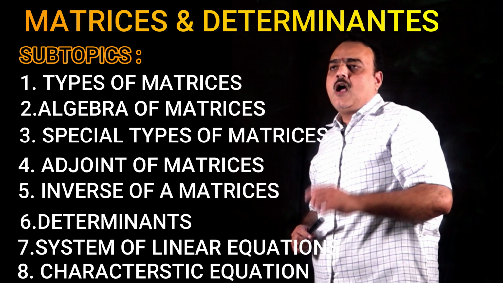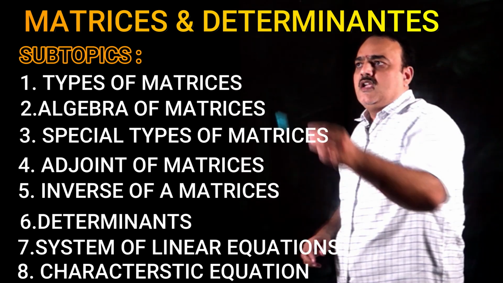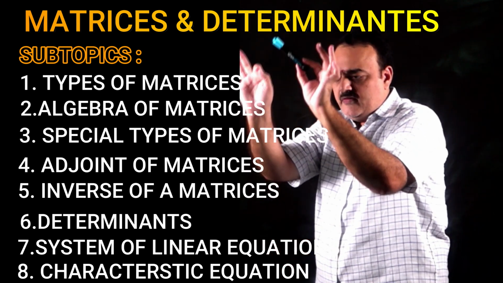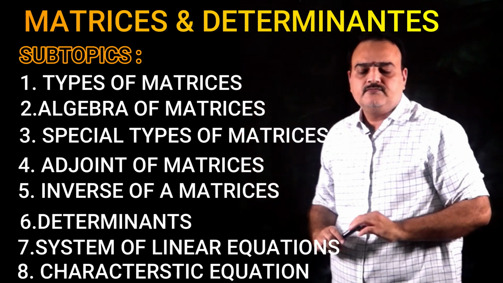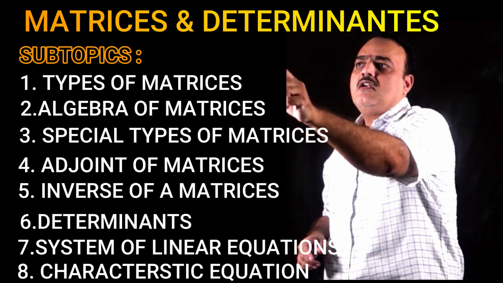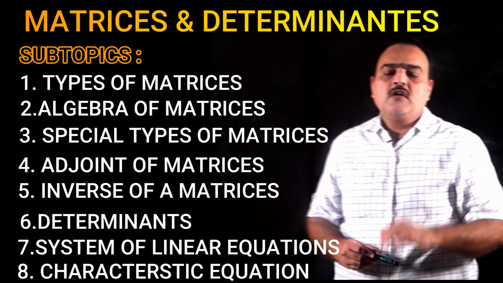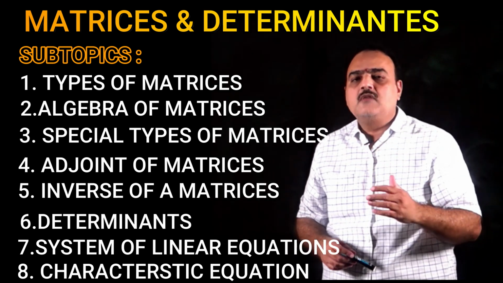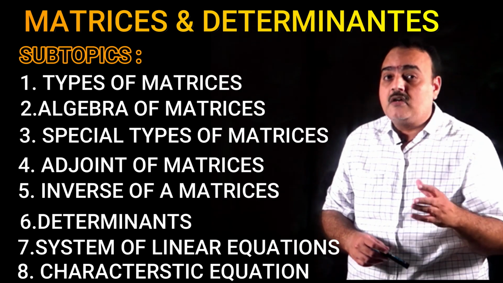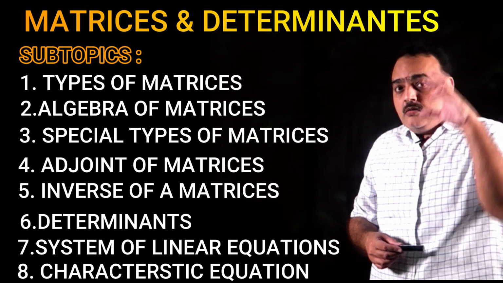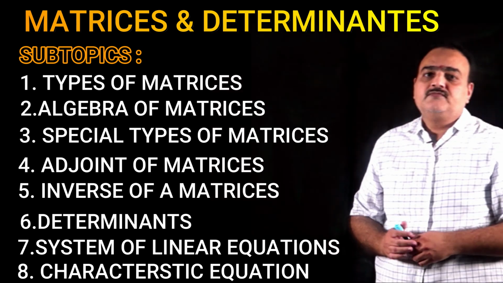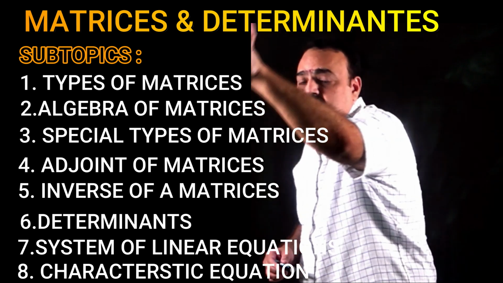Again, what I suggest is how the student should prepare. He must start from the first subtopic itself. He should not miss even a single subtopic under this heading. First of all, he has to study the different types of matrices: what is a row matrix, column matrix, diagonal matrix, null matrix, unit matrix, all such things. They are the fundamentals. Just by looking at a matrix, you need to say what type of matrix it is. So types of matrices is the first subtopic.